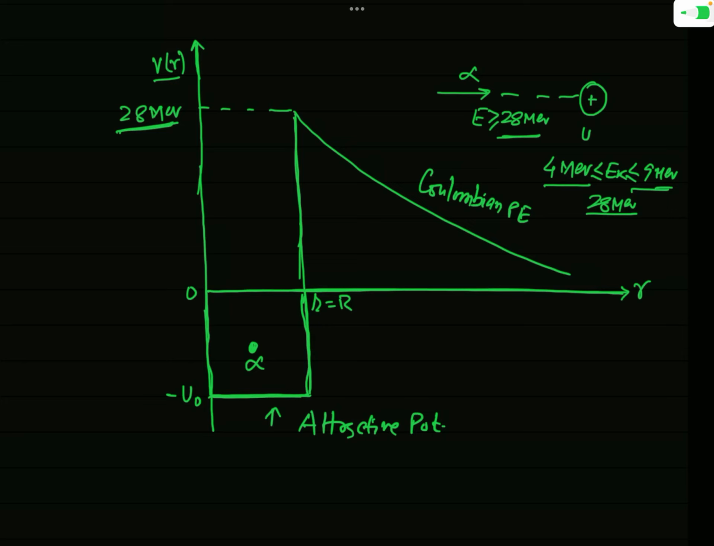So in a nutshell, you can say that a nucleus is just a potential well inside which an alpha particle is trapped, and classical mechanics fails to explain how this alpha particle escapes from the potential well. But quantum mechanics finds its explanation, which we will study in the forthcoming lecture.